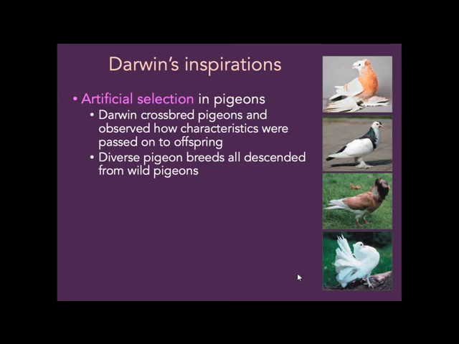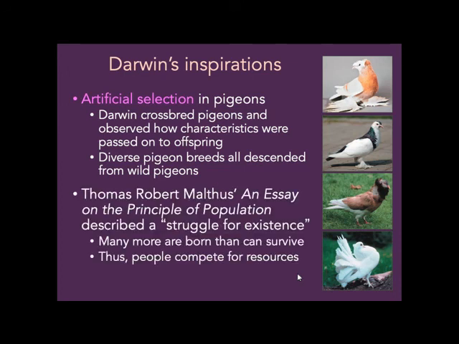And so Darwin did this too. He crossbred pigeons and he observed how the characteristics were passed on to offspring. We know that all of the different kinds of pigeon breeds are all descended from those wild pigeons that you just find walking around the street, okay? So that's artificial selection, right? So that's some individuals, in this case, pigeons, doing better than others because people preferred them.